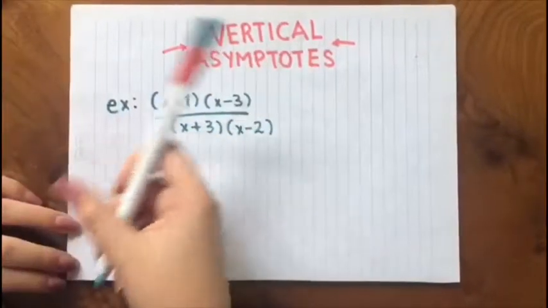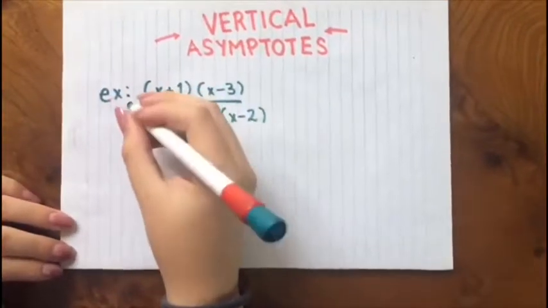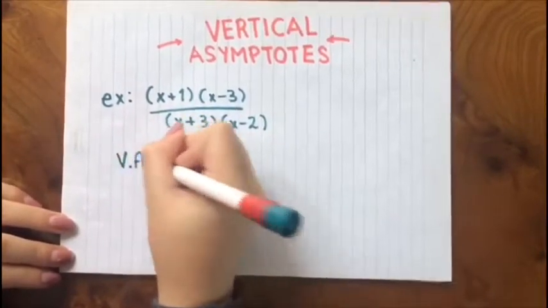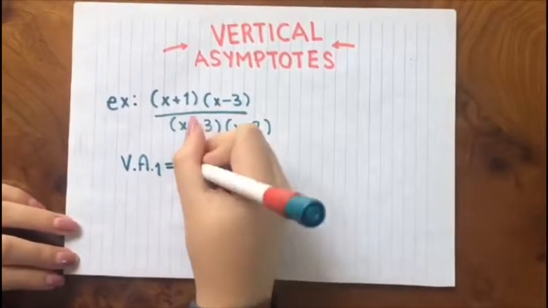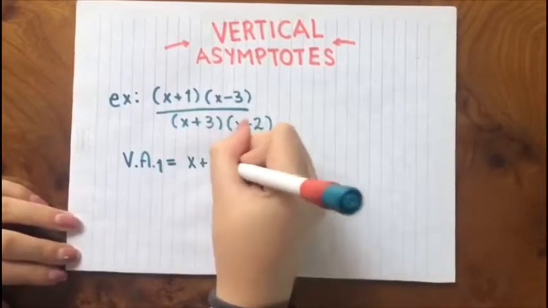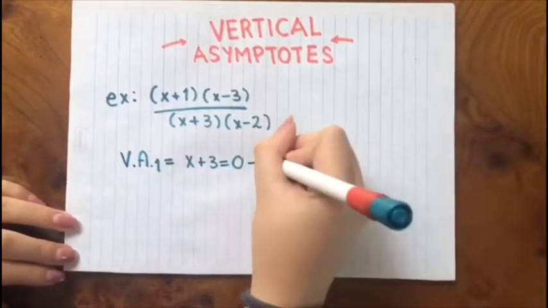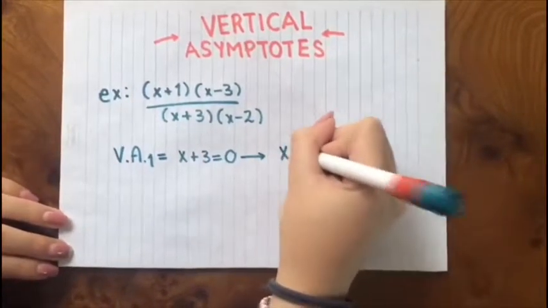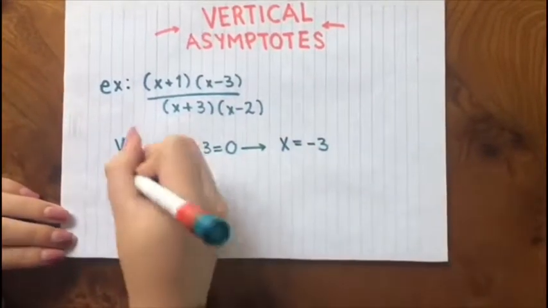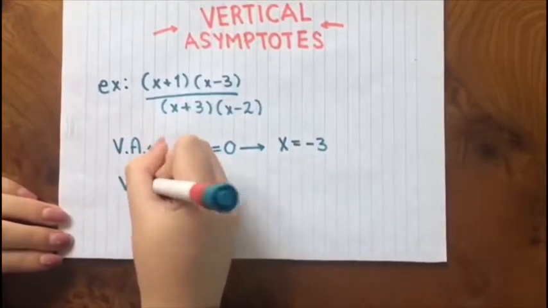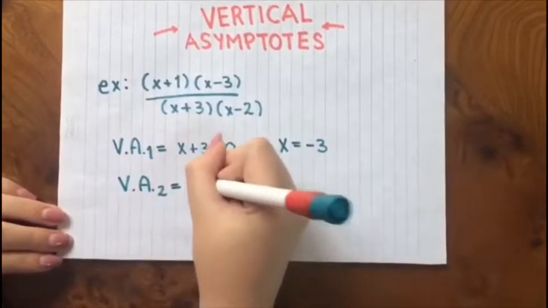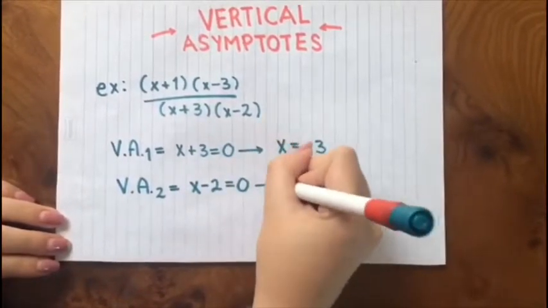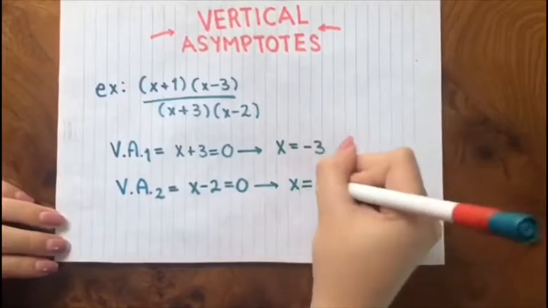Once you have factorized the function, you're going to evaluate every factor to 0. It will be x plus 3 is equal to 0, and later you will get vertical asymptote number 1, and it will be minus 3. And the other, vertical asymptote number 2, is going to be the same. You have to evaluate to 0, and then you get 2.